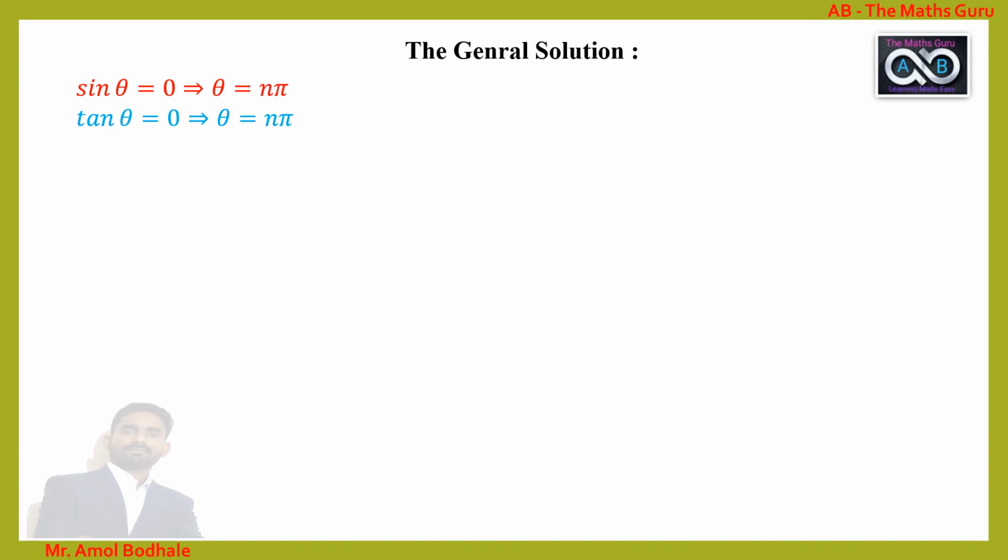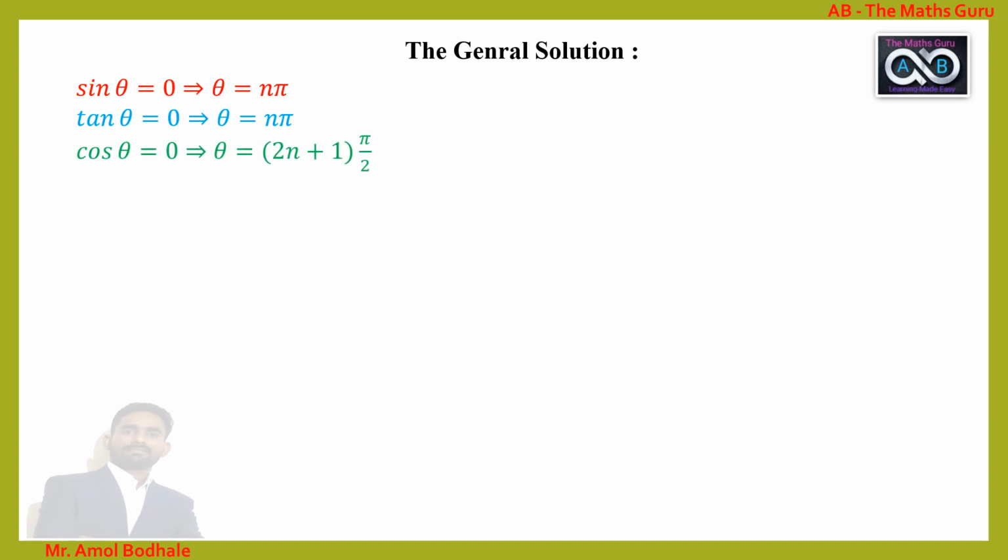Now next one, tan theta equal to 0. So tan theta can be written as sin theta upon cos theta. If sin theta is 0, that means numerator is 0, then obviously tan theta should be 0. So again we can say here tan theta equal to 0 implies theta equal to n pi.